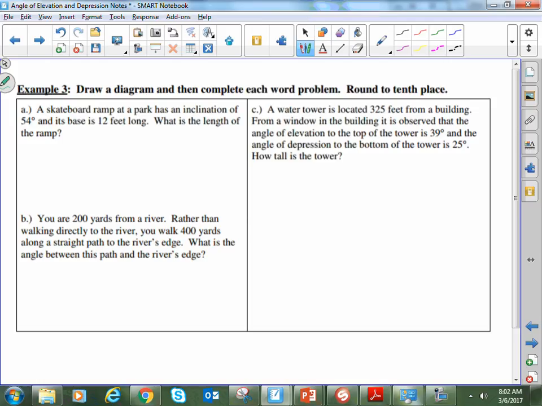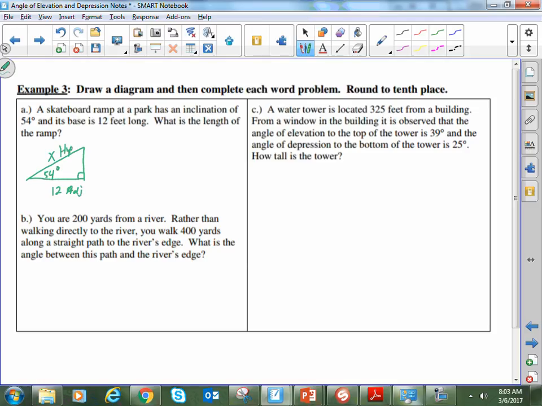A skateboard ramp at a park has an inclination of 54 degrees and its base is 12 feet long. What is the length of the ramp? Well, the base is pretty easy. We can say that the base would be the horizontal line, so that would be 12, and this is 54 because that would be the inclination, the angle of elevation as it's made with the ground. And we want to know the length of the ramp. Well, the ramp is the part that you're actually going to be going up and down on, so we'll call that x, the hypotenuse. So from the angle, this is the adjacent side, and this is the hypotenuse.